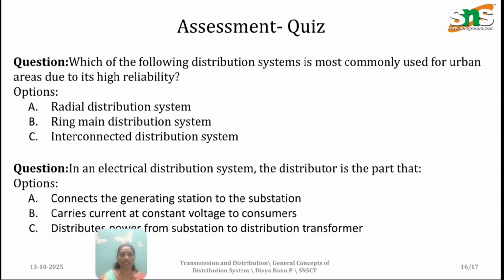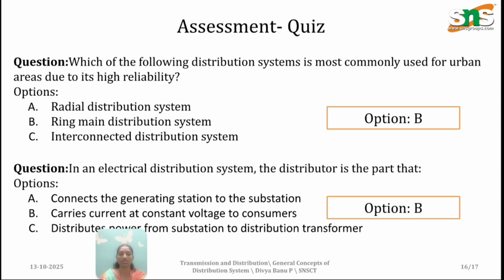Which of the following distribution systems is most commonly used for urban areas due to its high reliability? Ring main distribution systems are most commonly used. In an electrical distribution system, the distributor is the part that carries current at constant voltage to the consumers. So these are the answers.